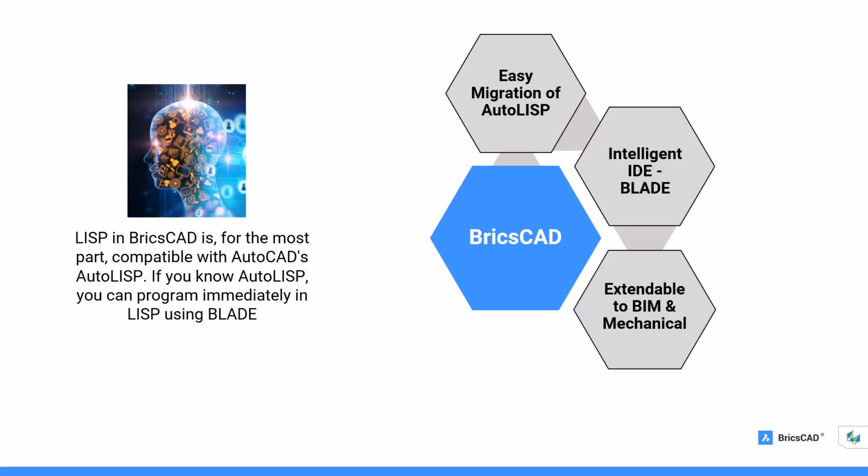BricsCAD's LISP functionality isn't confined solely to its core platform. It seamlessly integrates with its specialized 3D modules like Mechanical and BIM. This means that users can leverage the power of LISP not only for 2D drafting tasks but also for advanced 3D modeling, mechanical design, and building information modeling, that is BIM.